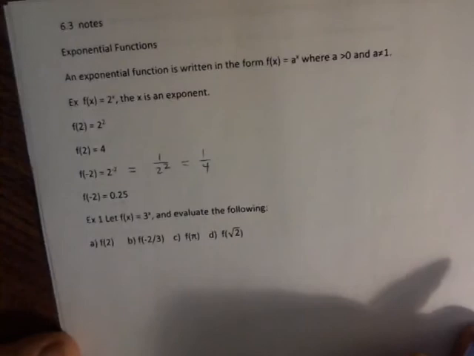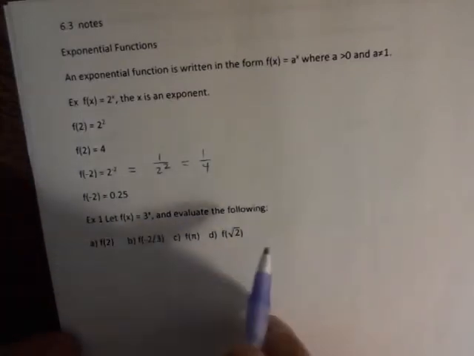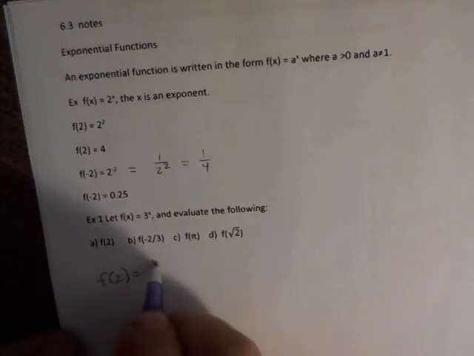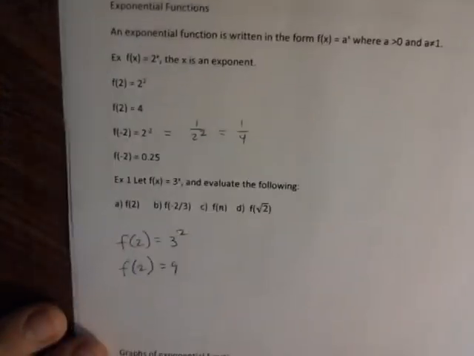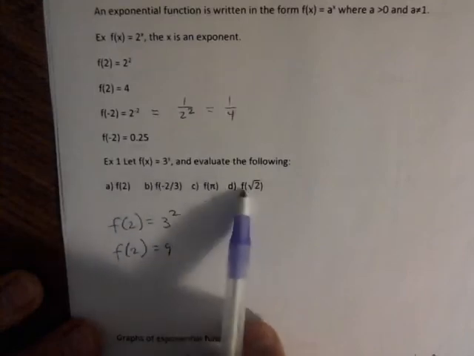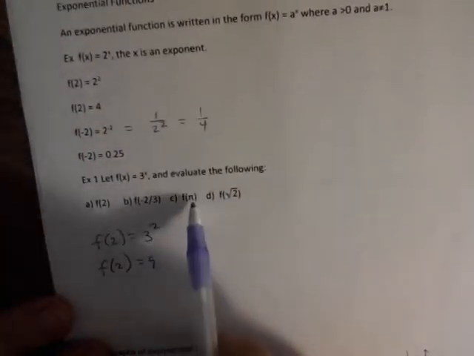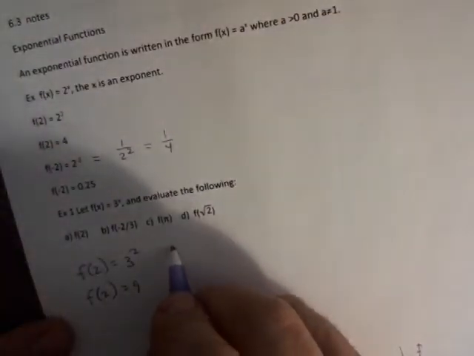Okay, so if I want to do 3 to the x, f of 2 is 3 squared, which is 9. And I think most of us are okay with these. It's when we get into B, C, and D. We've got a fraction as an exponent here. We've got pi as an exponent here. Then we've got the square root of 2.